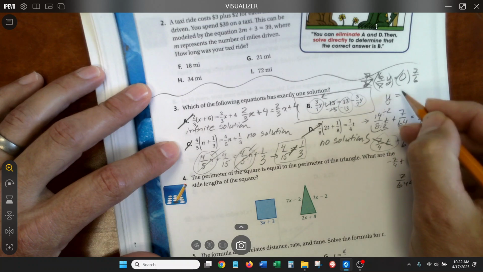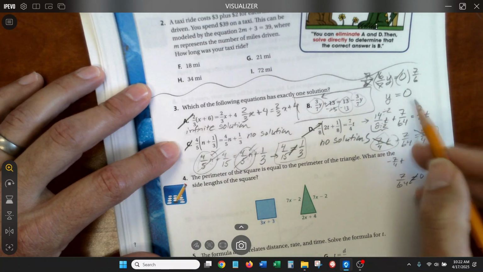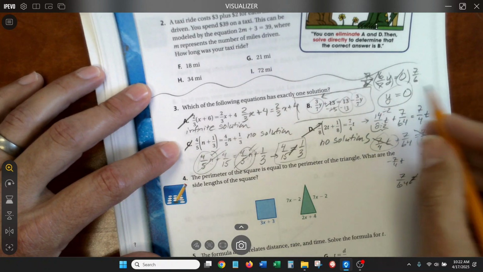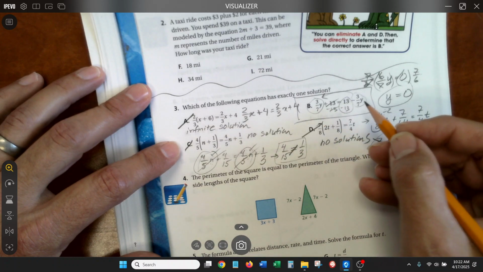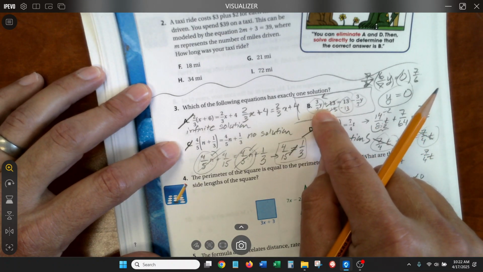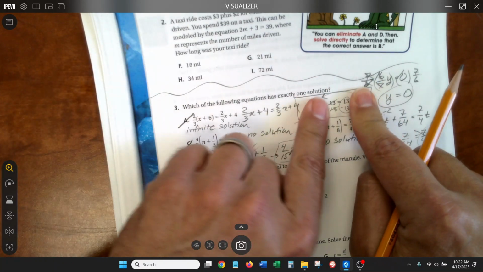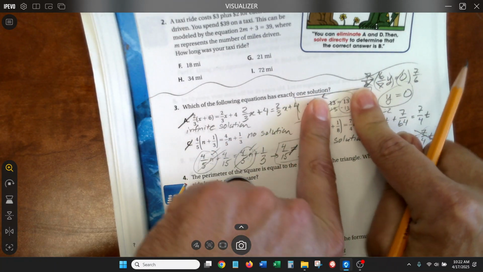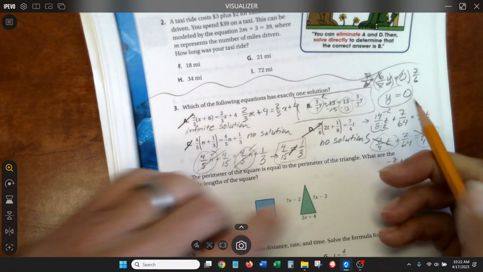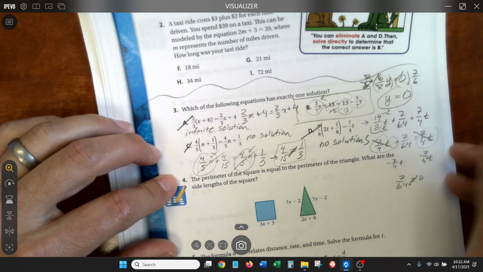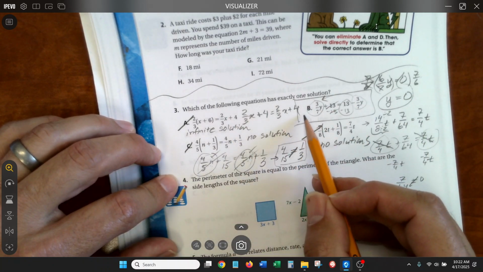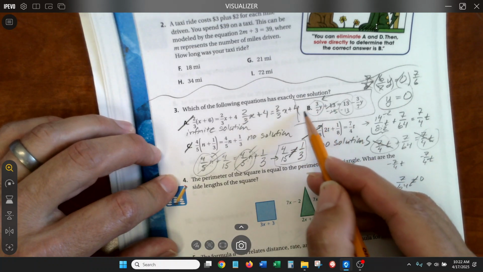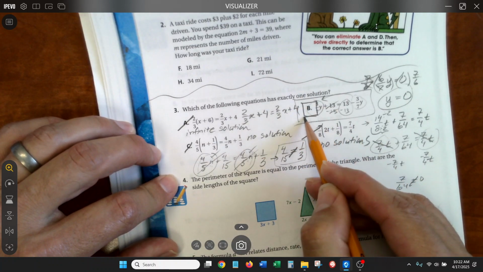We get y is equal to 0 times 7/6, which is y is equal to 0, and that is exactly one solution. There's only one answer that works for this, and that is y equals 0. And you can see if we let y equal 0, these terms go away, you get 13 equals 13, which is true. So y equals 0 does satisfy this equation, and it's the only value that satisfies this equation, and therefore the only answer choice that has exactly one solution is answer choice B.